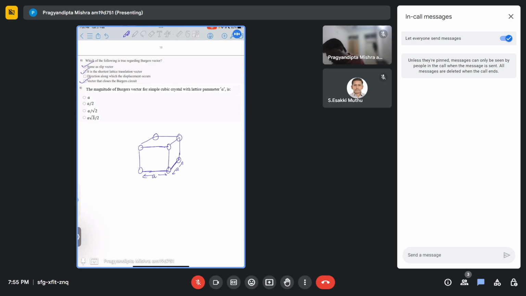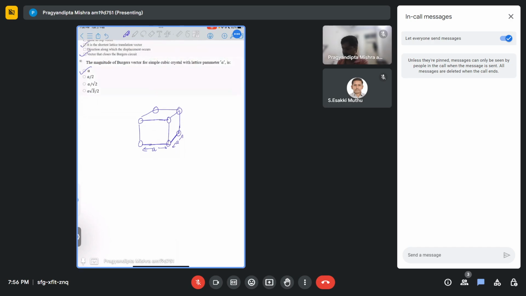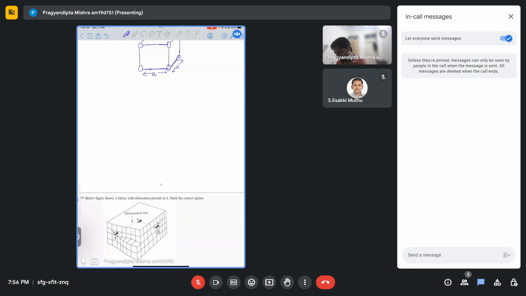Any two atoms you measure, the closest two atoms are always at a distance of a. So the smallest lattice translation that can happen is a only, right? So this is the correct option. I hope you have understood. Let me move this to the previous page.